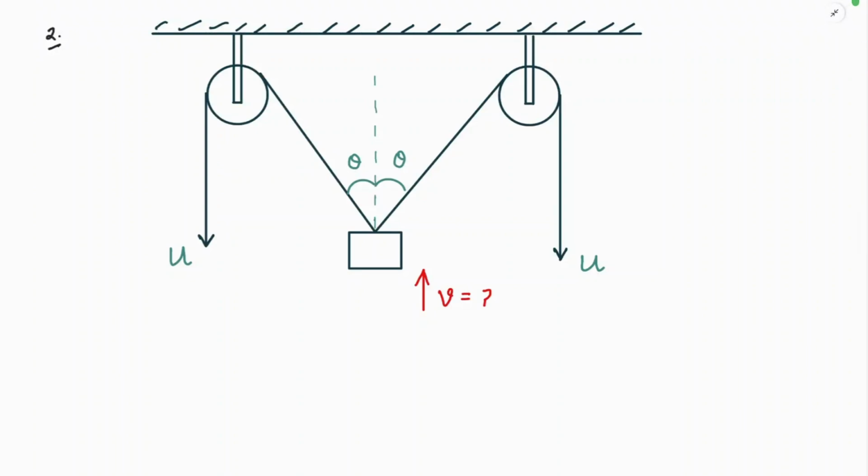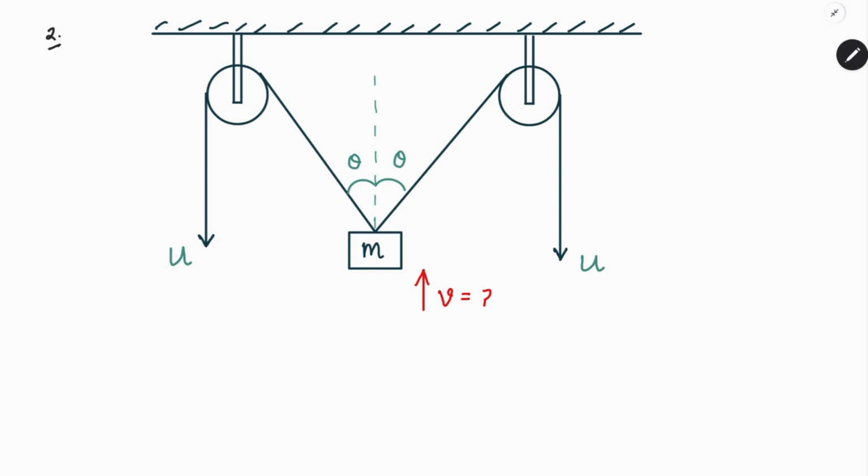We are dealing with the second problem of constraint motion, where we need to establish a relation between u and v for this block of mass m. The mass m is irrelevant in this problem, and we need to establish a relation for these two fixed pulleys. If the two free ends are moving with a velocity u, we need to determine v when these angles with the vertical are theta.